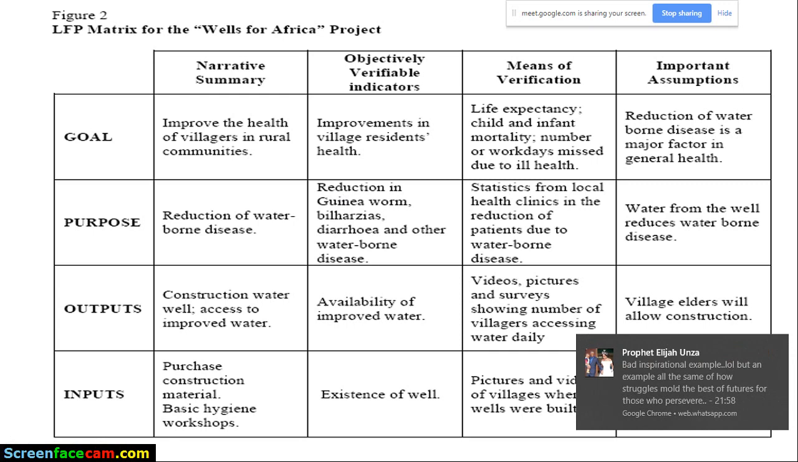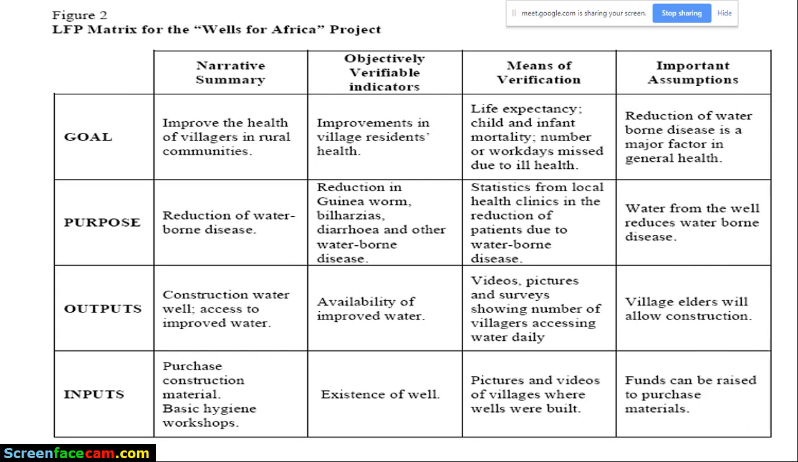The purpose, which is an outcome. You read for us. Exactly. Then what could be the indicator? Which is okay. Yes. Okay.